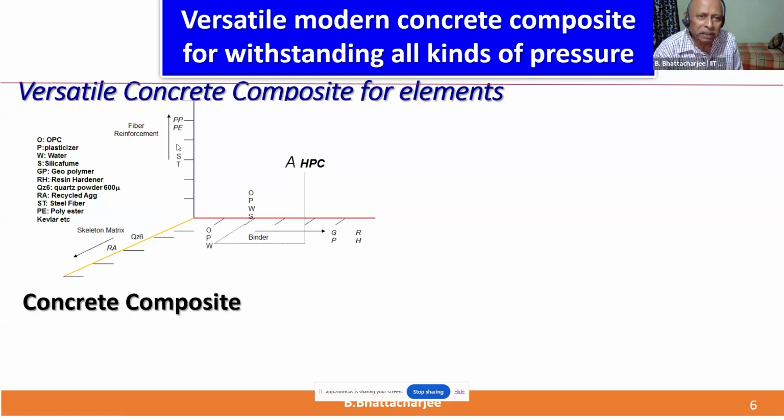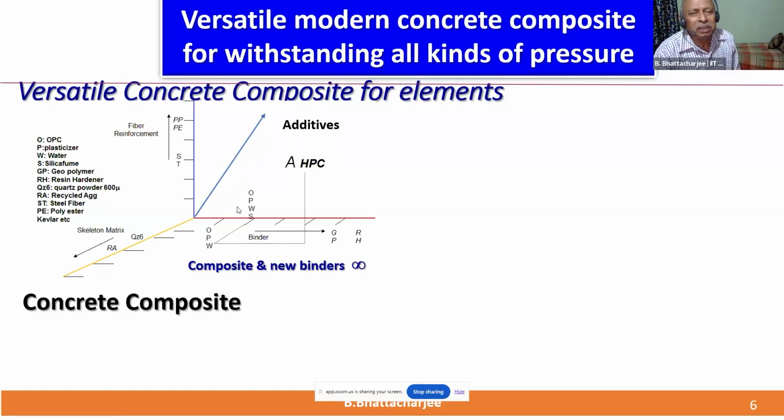For example, polyester fiber, polypropylene fiber you might be using for fire resistance of high strength concrete, steel fiber in pavement, or many other fibers for various purposes, or a hybrid fiber system. So that's the three-dimensional matrix where you can represent the concrete, right? And there can be infinite binders. Already he has said an infinite number of them is possible: geopolymer, resin hardener, ordinary Portland cement, water, and silica fume, and so on and so forth.